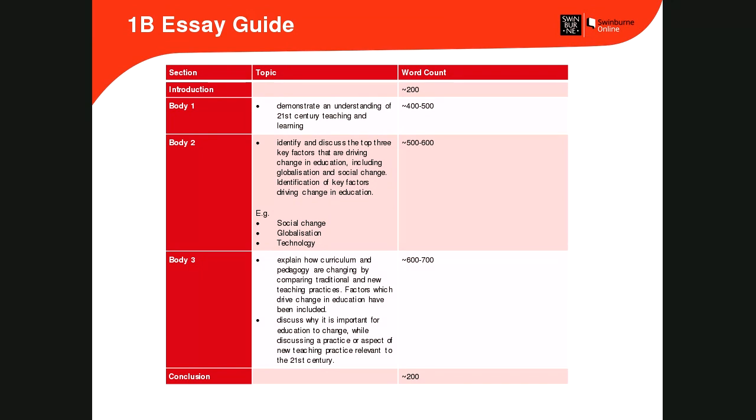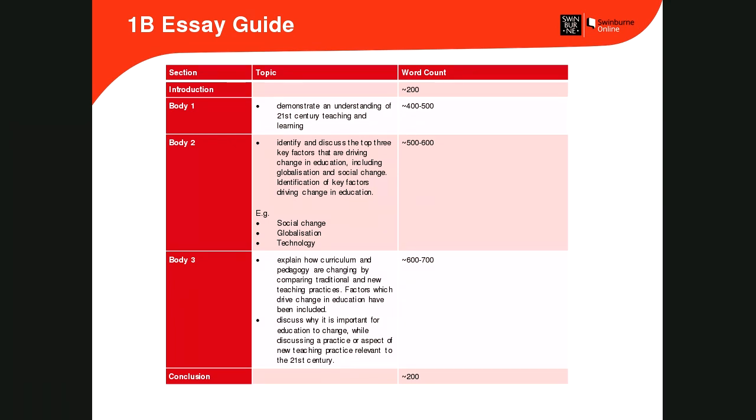Body 2 is where you're going to identify and discuss the top 3 key factors that are driving change, including globalisation and social change. And the other example we've given here is technology, but that third example is completely up to you. You will most probably find you need to break that down into 3 separate paragraphs. Okay, so by saying body 2, we're not saying paragraph 2 of the main body. We're suggesting this is the second section of your main body.